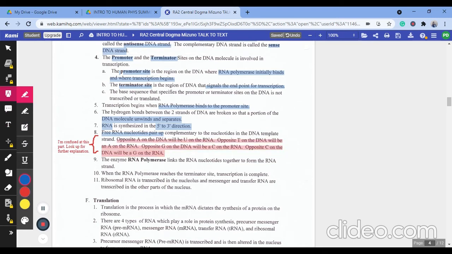So the enzyme RNA polymerase links the RNA nucleotides together to form the RNA strand. When the RNA polymerase reaches the terminator site, the transcription is complete. Ribosomal RNA is transcribed in the nucleolus, and messenger and transfer RNA are transcribed in other parts of the nucleus.